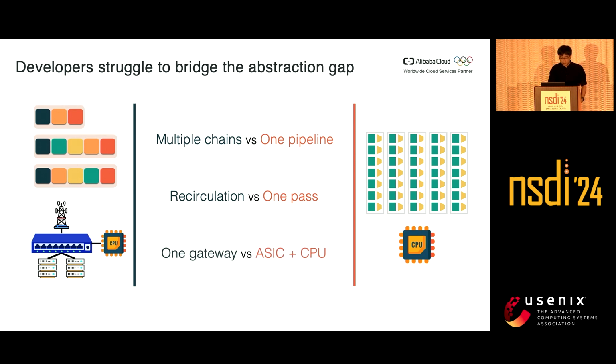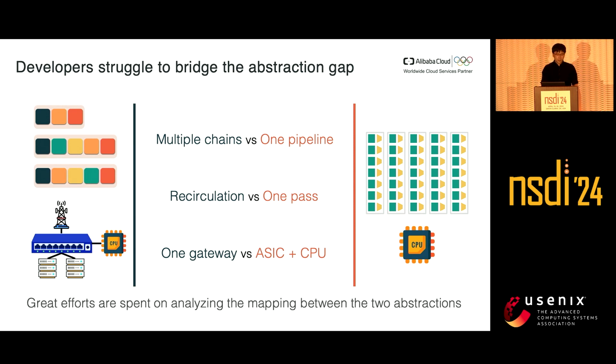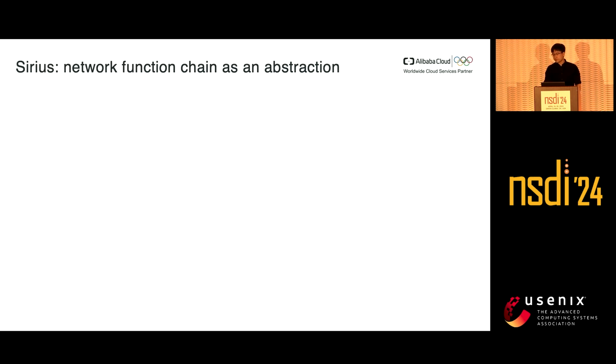So the third mismatch is we actually are deployed on a single gateway, but because of the hardware limitations again, the program has to be split and partitioned across ASIC and CPU. So currently the developer has to do it manually. So as a result, great efforts are spent on analyzing the mapping between these two abstractions, and the efforts the engineers spend is proportional to the complexity of our gateway deployment.